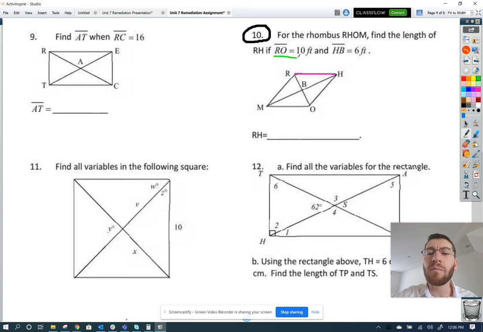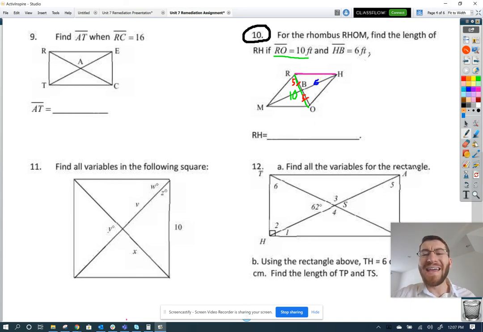And what we always want to do is mark up our problems and label what is what. So we have RO is 10 feet, and what that really means is that RB is 5 feet, and BO is also going to be 5 feet. So I'm going to mark that up. The reason we're able to break it up like this is because rhombuses have diagonals that bisect each other, so these two sides are absolutely equal. And HB is 6 feet, so I'll go ahead and label HB as 6 feet.